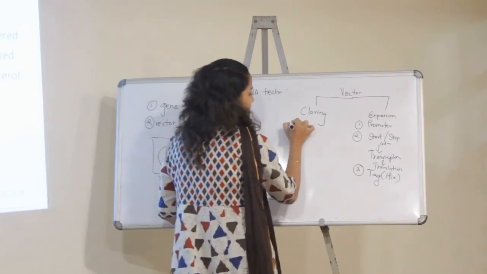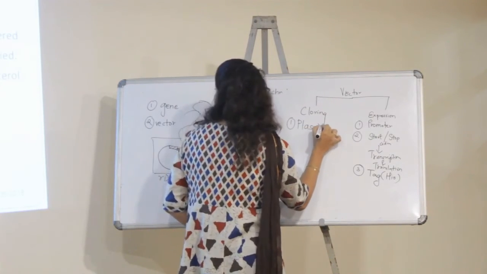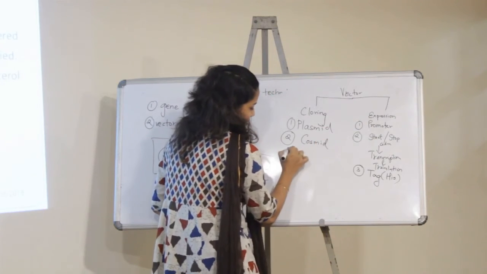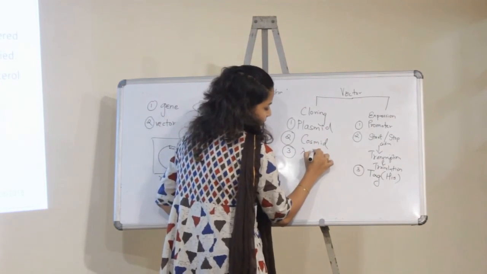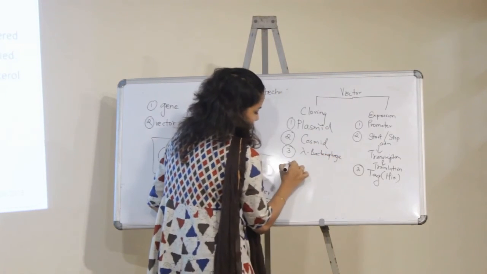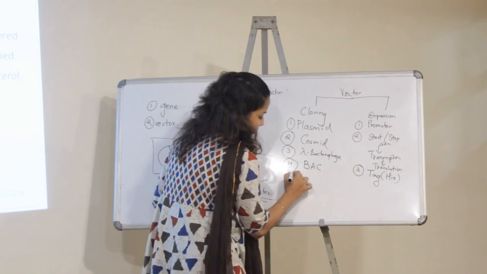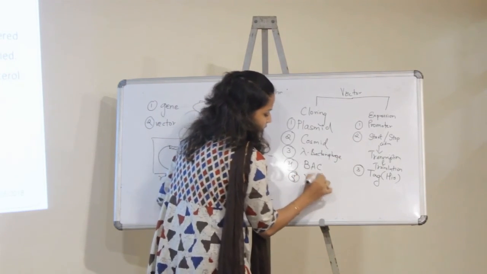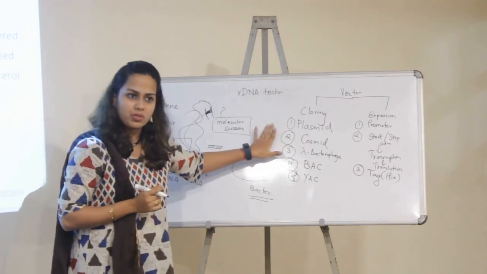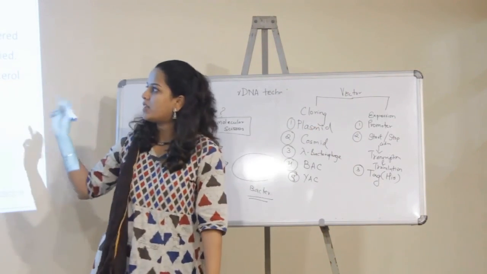So here are a few examples of cloning vectors. First one is your plasmid. You have your cosmid. Then you have your lambda bacteriophage. You have bacterial artificial chromosome and yeast artificial chromosome. So these are the different types of cloning vectors that you can use. Plasmid is the most commonly used, and that we have studied earlier.